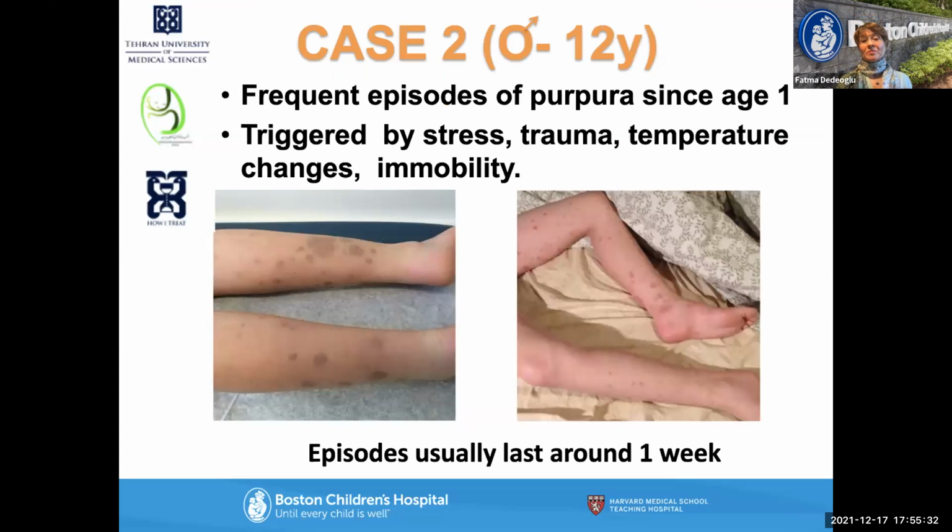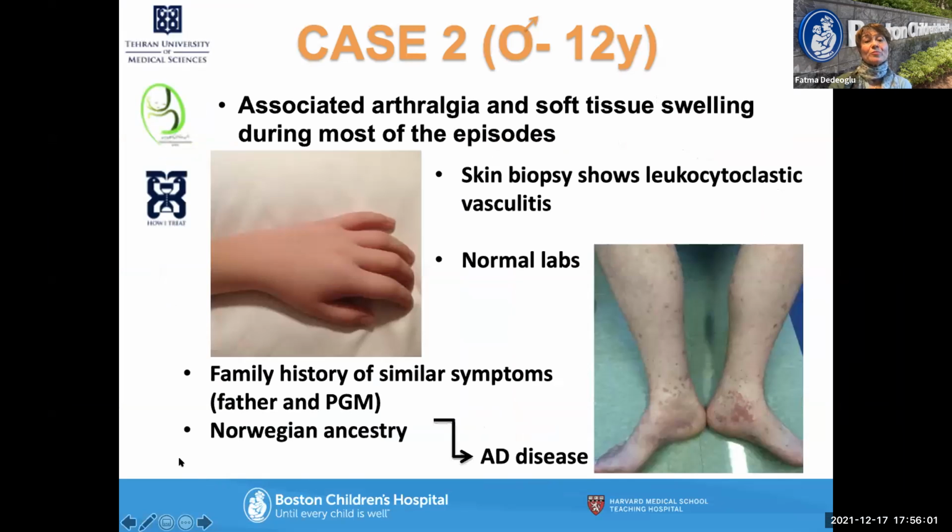This case has a little bit of a twist, and that's why I brought the case up. He came to us with frequent episodes of fever since age 1. His episodes were triggered by stress, trauma, not sleeping well, temperature changes, and would last about 1 week. There would be arthralgias and soft tissue swelling during most of the episodes, and a skin biopsy showed leukocytoclastic vasculitis. He has normal labs even during episodes, and we have a family history showing similar symptoms in the father and paternal grandmother.